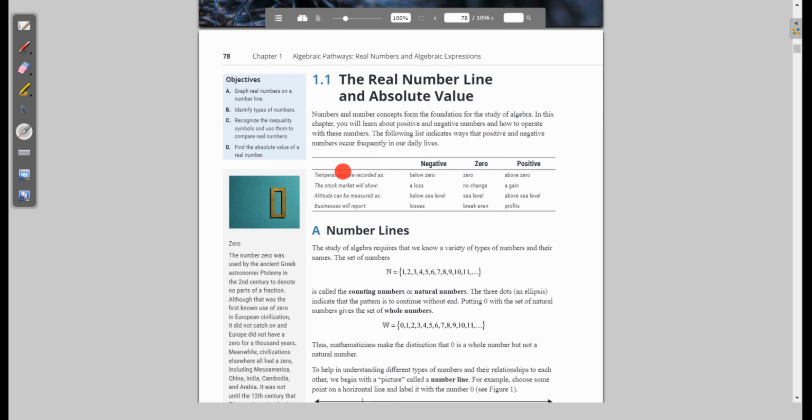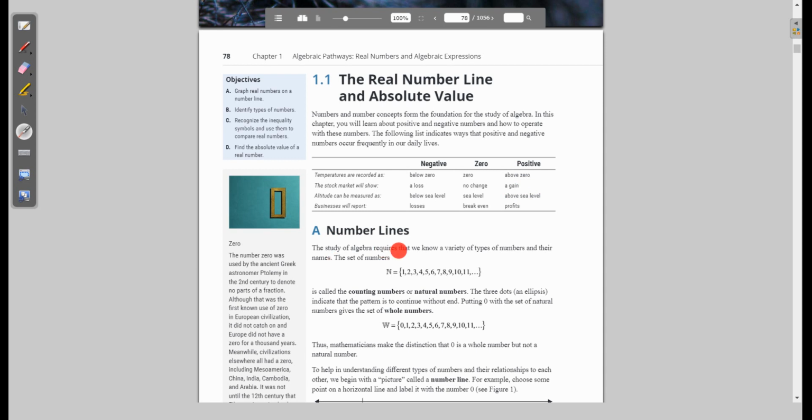Right? So temperatures are recorded as negative numbers when they're below 0, 0 when they're 0, and positive when they're above 0. The stock market will show a loss if we're at negative, no change if we're at 0, or a gain if we're positive. The altitude can be measured below sea level if we are negative, 0 if we're at sea level, and positive if we're above sea level. And then businesses will report losses if their income is negative, break even if they're 0, or profits if they are positive. Right? Number lines.